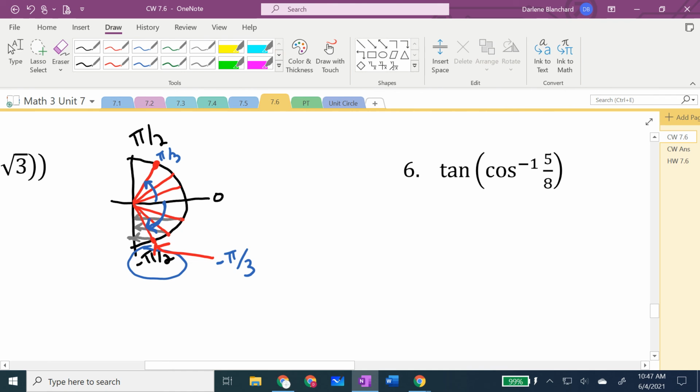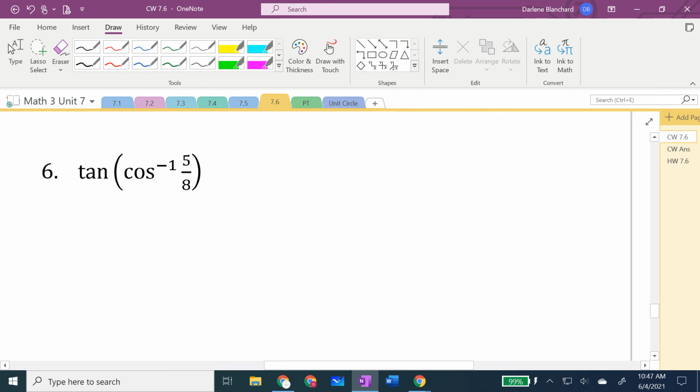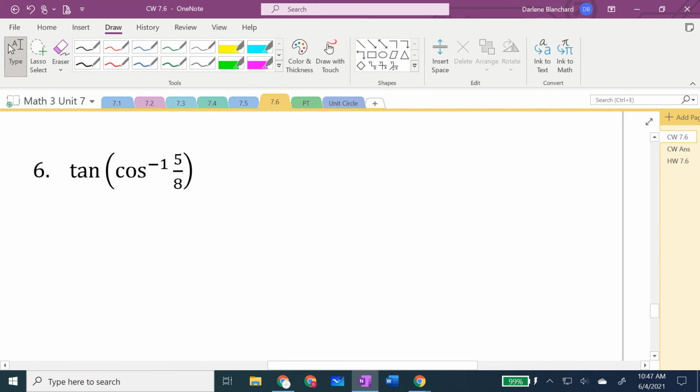And then for problem number 6, now we're getting out of unit circle. And this is where you might also use a reference triangle. But the thing is, you have to know for inverse cosine, what angle range does cosine use with its inverse trig function? You need to remember that inverse cosine is only using angles 0 to pi.